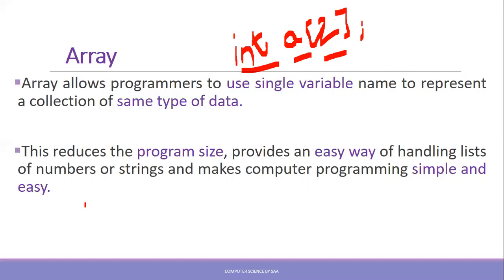So basically, what is the purpose of using arrays? The purpose of using arrays is to reduce the program size and provide an easy way of handling a long list of variables, numbers or strings, and it makes computer programming much simpler and easier. This is the basic purpose of an array.